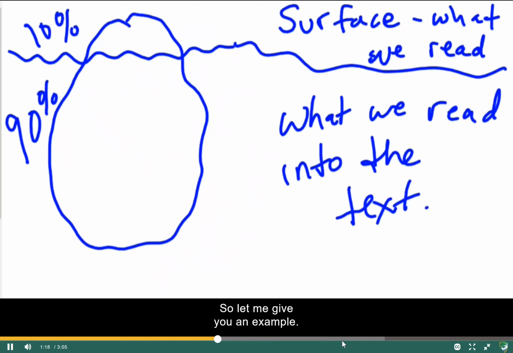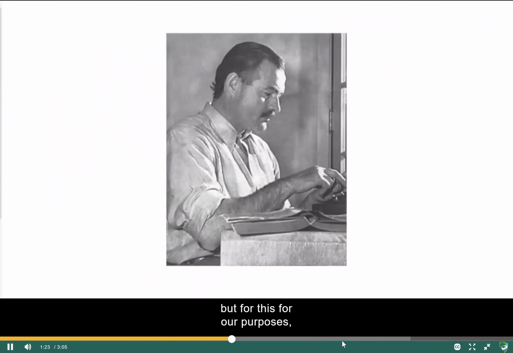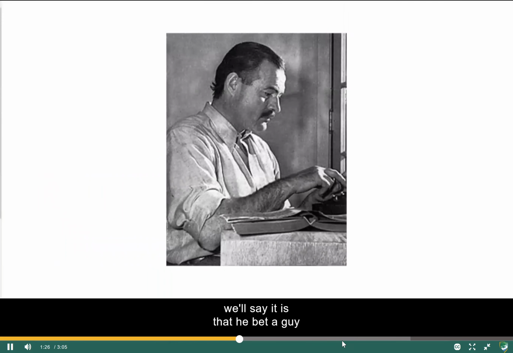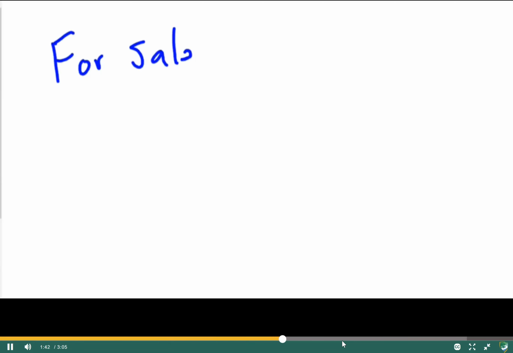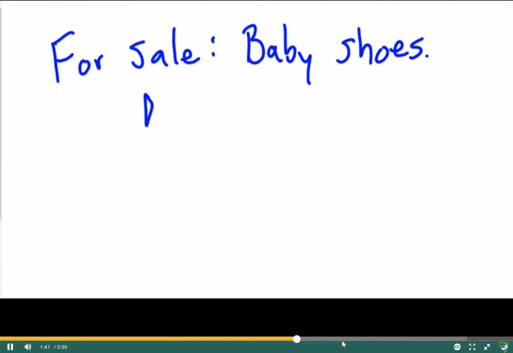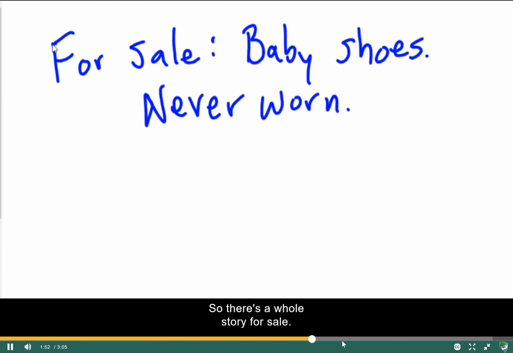So let me give you an example. There's a famous story about Hemingway, and we don't know if it's true or not, but for our purposes, we'll say it is, that he bet a guy in a bar that he could write a story in 6 words. He bet the man, I believe it was $50. And so the man took that bet, and this was the story, 6 words. So there's our whole story. For sale, baby shoes never worn.